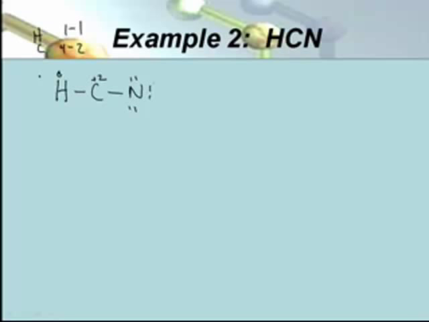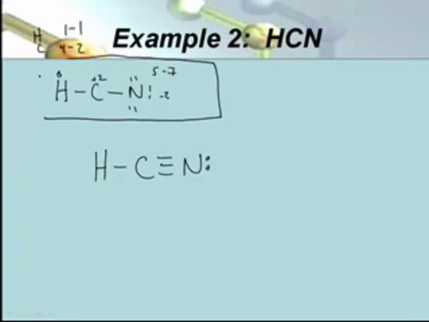And then the nitrogen would be 5 minus 7, so that would be negative 2. So that's not very good. You probably realize, folks, that if you were to draw the Lewis structure of HCN, you would actually have a triple bond. This other one doesn't even obey the octet rule. But this one would. 1 minus 1 is 0, 4 minus 4 is 0, and 5 minus 5 is 0. So this is the correct Lewis structure for HCN.